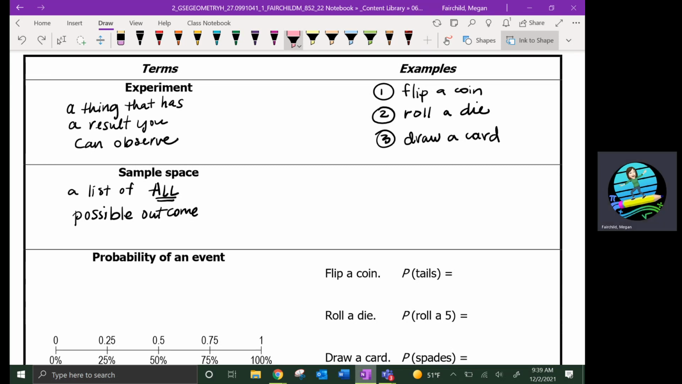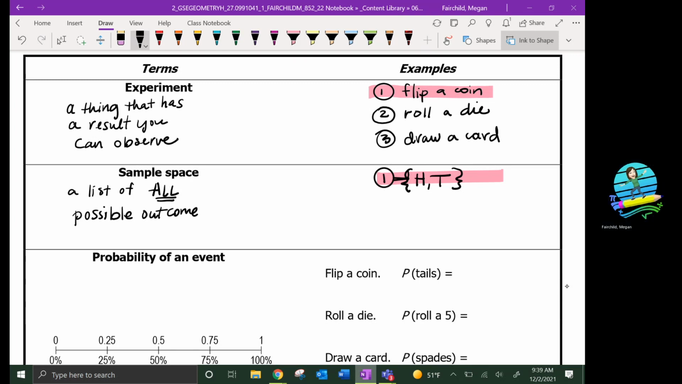All right, everybody ready? If I flip a coin, what are all the possible outcomes of flipping a coin? Heads or tails. So I'm going to list an H and a T, and then you put it inside of these curly brackets. Y'all ever seen that? H or T. That's my sample space. That is a list of all the possible outcomes for that experiment.